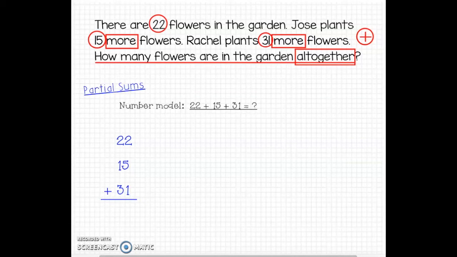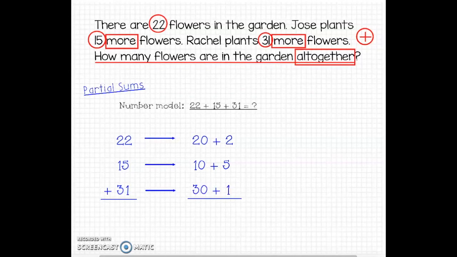What is the expanded form for 22? 20 plus 2. What is the expanded form for 15? 10 plus 5. What is the expanded form for 31? 30 plus 1.